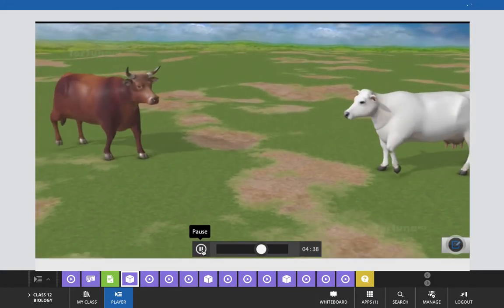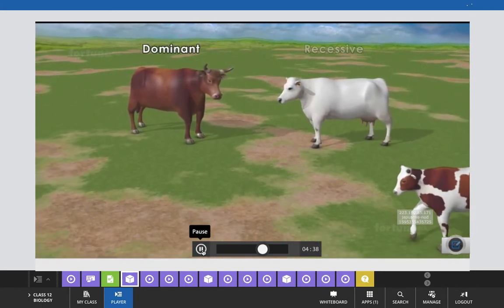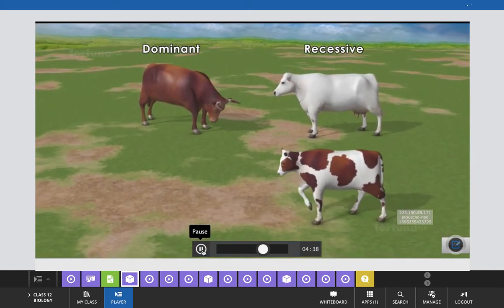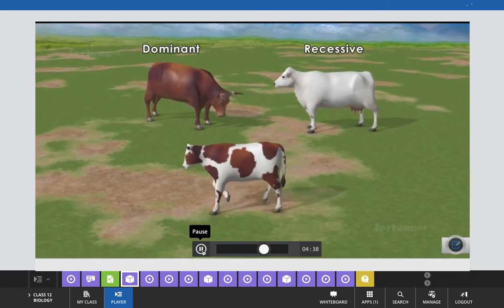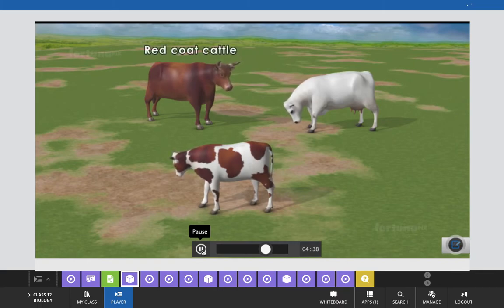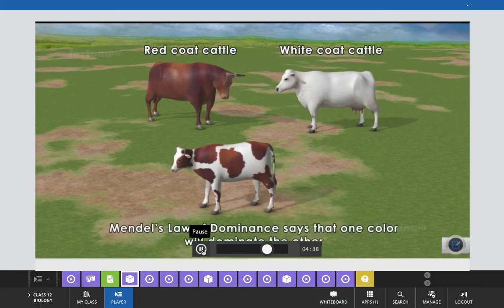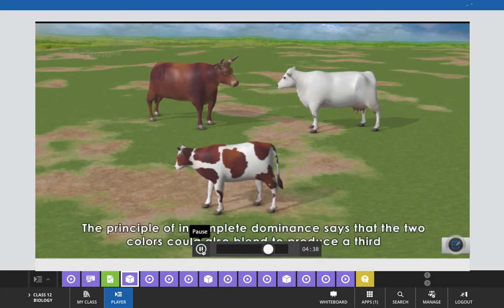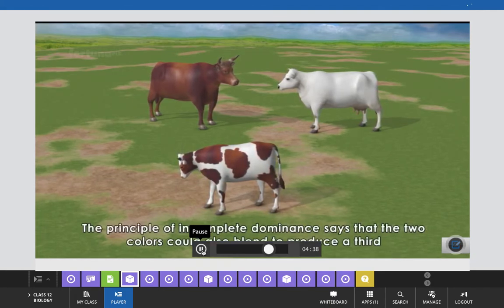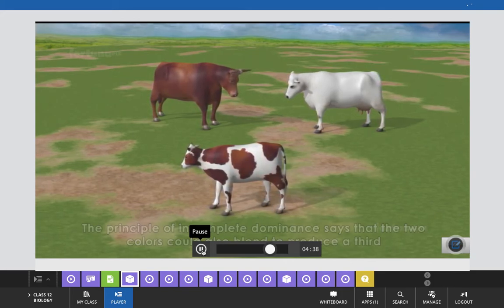Codominance. In certain cases, both the dominant and recessive traits will occur simultaneously, without blending. This phenomenon is known as codominance. When cattle with a red coat of hair are bred with cattle having a white coat, Mendel's law of dominance says that one color will dominate the other, and the principle of incomplete dominance says that the two colors could also blend to produce a third.